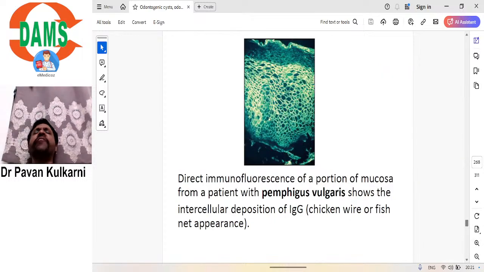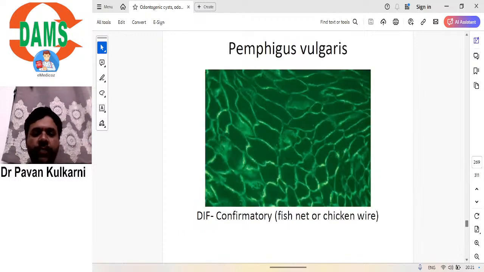Now this is a DIF finding, direct immunofluorescence finding of pemphigus, which is known as a chicken wire appearance. Again, this can be asked because this is very characteristic. I'll show you one more image. This is a typical chicken wire or fishnet appearance of the pemphigus DIF finding.